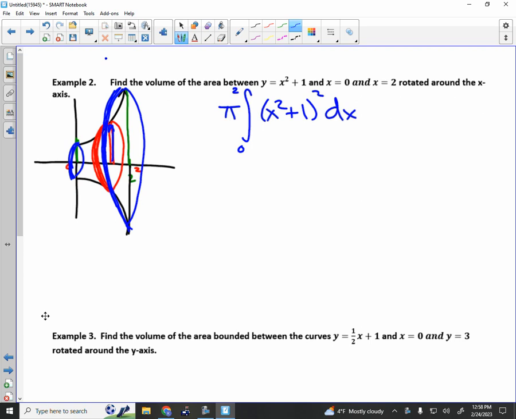Can somebody tell us, why did we square that? Because your volume is pi r squared dx, so you have to square your radius. Okay. It's just a formula thing. Sure. All right, so I have pi times the integral from 0 to 2 of, multiply it out for me.